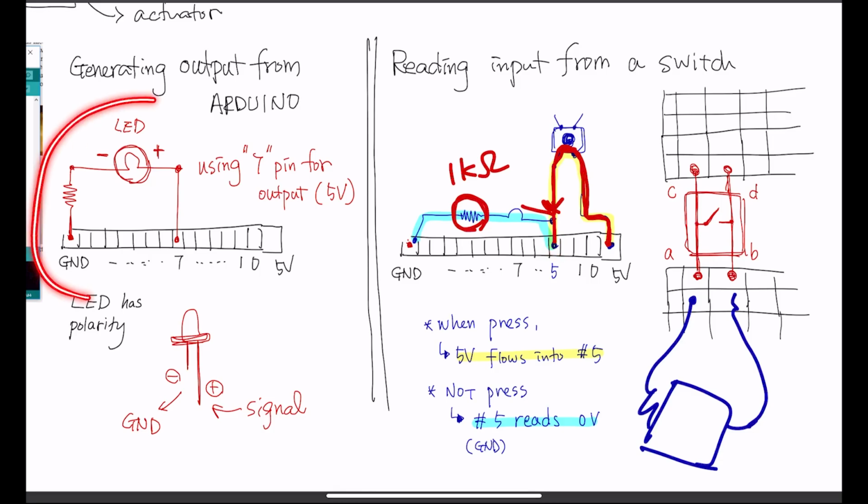And this circuit here is how to generate 5 volts coming out of your pin number 7, and that is lighting up this LED.